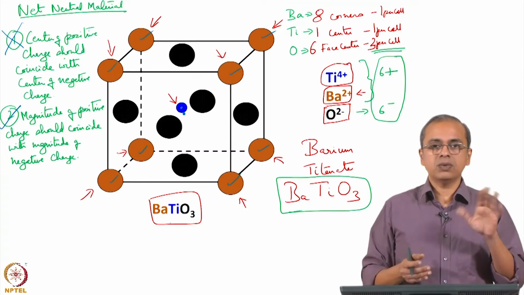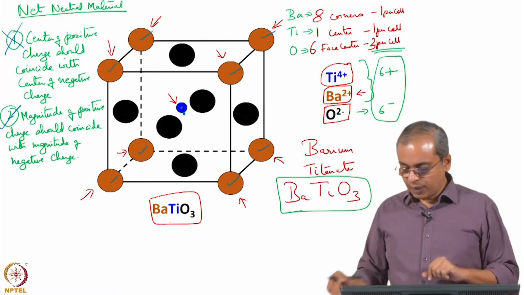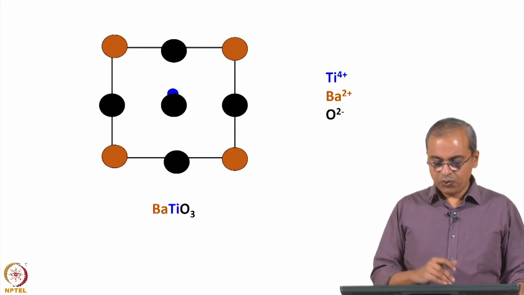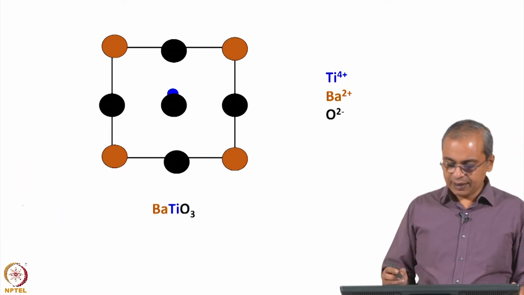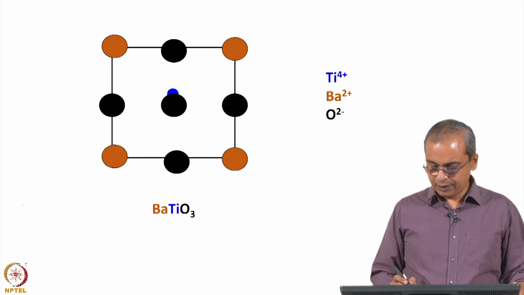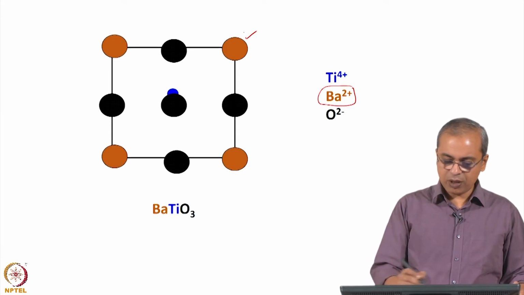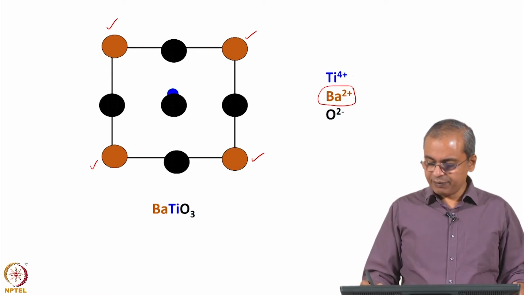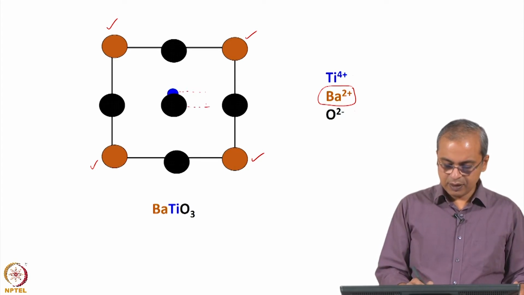In barium titanate it turns out that the center of the negative charge is not at the same location as the center of the positive charge. To understand this better, we will look at this image here. If you look at the structure carefully, you find that among the positive charges, barium is sitting at the corners. But if you look at the titanium versus the oxygen, you find that the titanium is slightly displaced with respect to the oxygen.